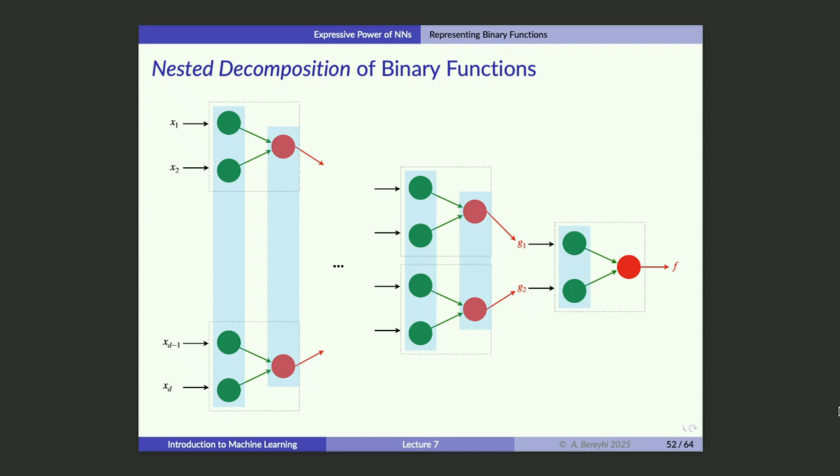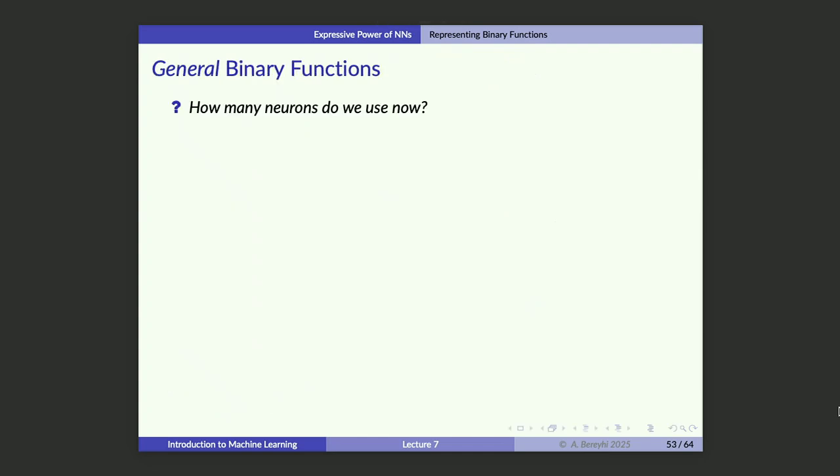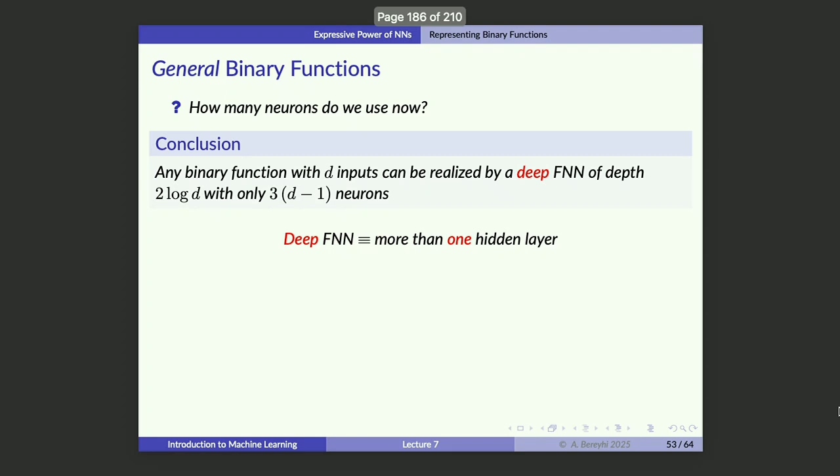And the number of neurons you have here you can simply start counting, okay? If you do that, I didn't do the calculation here, but it's going to be a kind of geometric series, and then it's a very simple calculation. You're going to end up with the fact that this architecture I showed you is going to have 3 times (d minus 1) different neurons, and its depth is proportional to logarithm of d, 2 times logarithm of d. Okay? Everybody's clear? Questions?